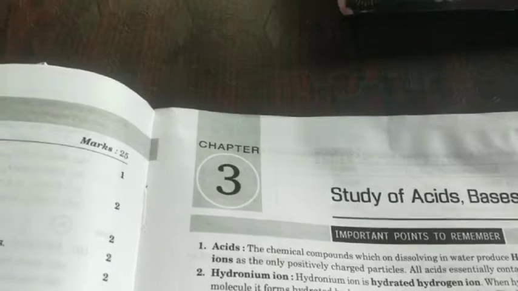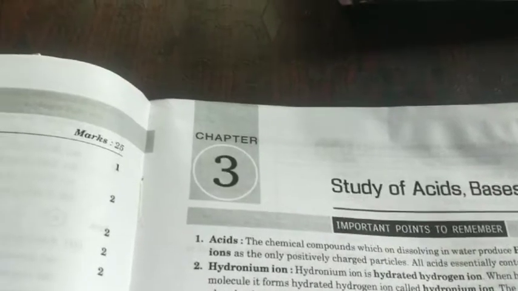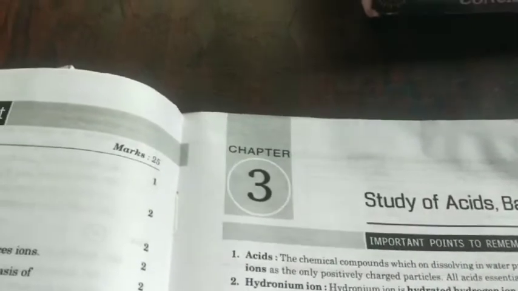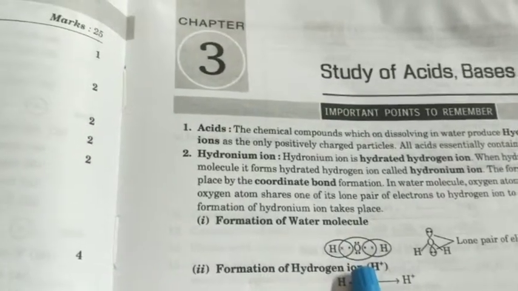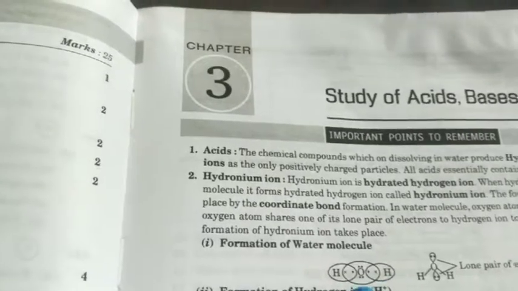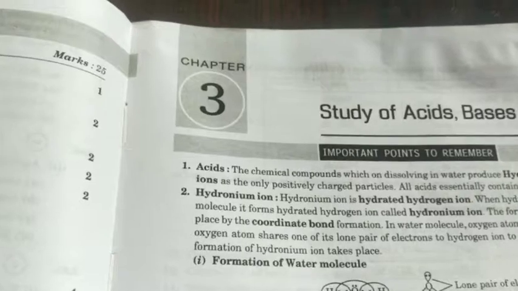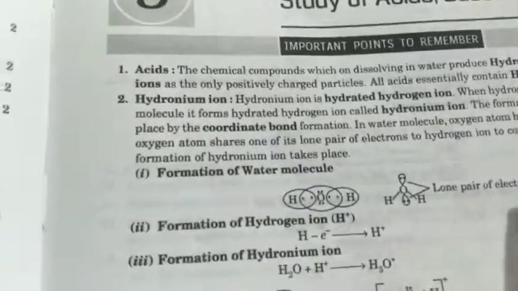In a water molecule, the oxygen atom has two lone pairs of electrons. The oxygen atom shares one of its lone pairs with hydrogen to complete its duplet. Thereby, the formation of hydronium ion takes place. For example, see the diagram of H2O. Here oxygen has 6 electrons in its outermost shell, and two hydrogens complete their 2 electrons by covalent bonds with oxygen, but two lone pairs are present on the central oxygen atom.